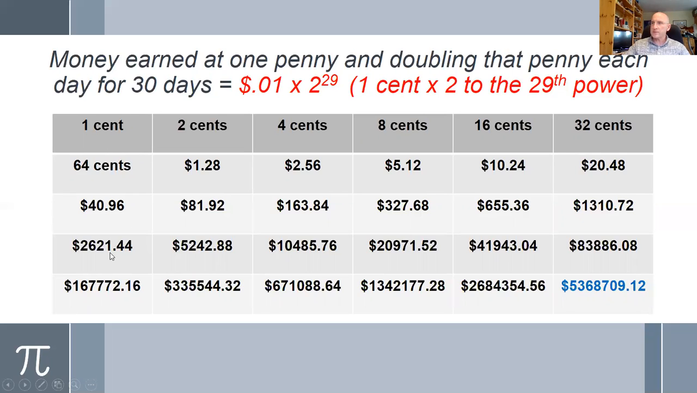But as you can see with the exponents, it keeps doubling. So at the end of 30 days, on the 30th day, I will be paying you $5,368,709.12. Quite a big difference. What this is showing is taking that 1 penny and doubling it for 30 days. So it'd be $0.01, which is 1 cent, times 2 to the 29th power, or 1 cent times 2 to the 29th. So that's $5,368. You can see this is called exponential growth.